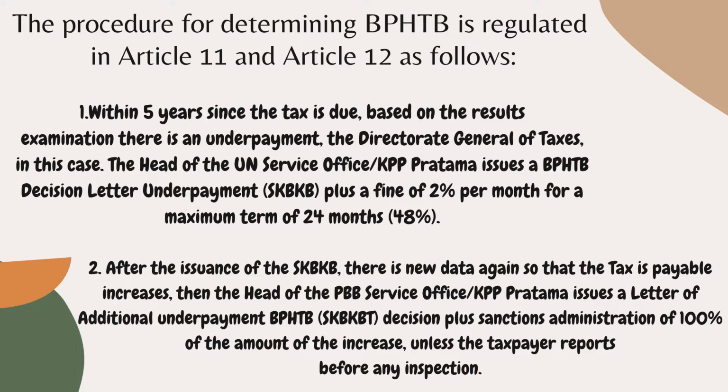The procedure for determining BPHTB is regulated in Article 11 and Article 12 as follows. Within 5 years since the tax is due, based on the result of an examination, there is an underpayment, by the Directorate General of Tax in this case. And after the issuance of the SKBKB, there is new data so that the tax payable increases. Then the head of the PBB Service Office or KPP Pratama issues a letter of additional underpayment BPHTB, or what we call SKBKBT, a decision on an administrative sanction of 100% of the amount of the increase, unless the taxpayer reports before any inspection.